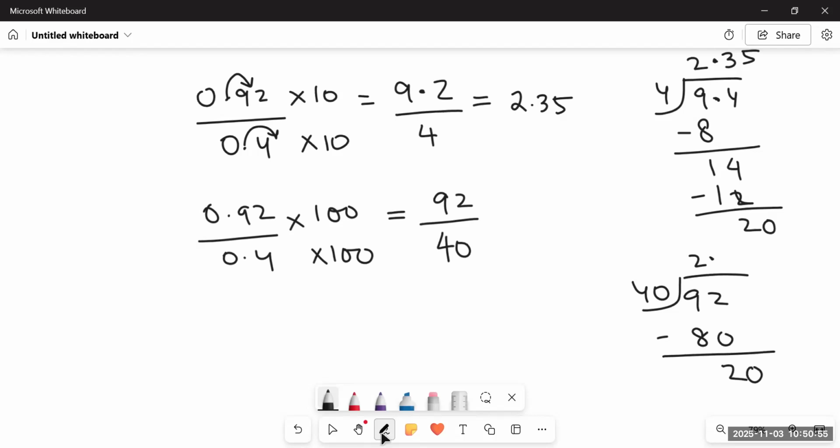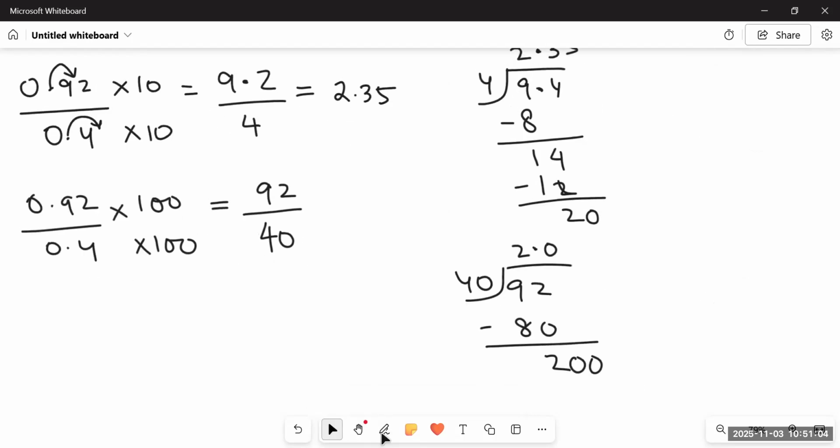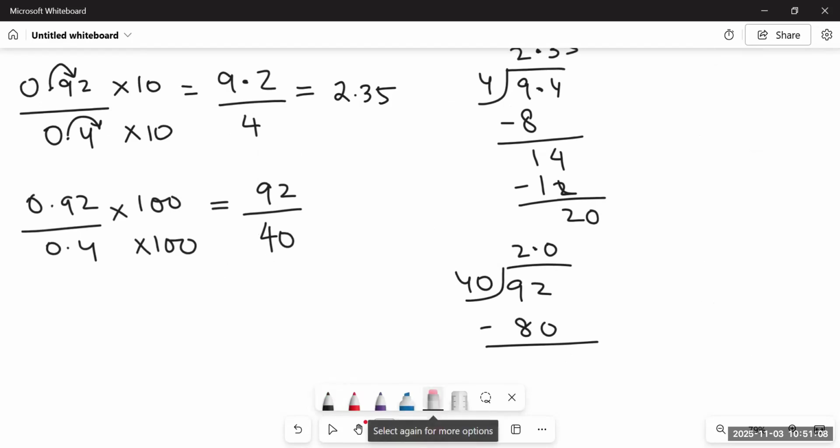It becomes 20. We cannot divide 20 by 40, so we have to put a 0 over here. And then here comes one more 0. And we know that 40 multiplied by 5. Oh, wait. It's not 2, it's 12. So now after putting the decimal, we'll have a 0 over here. And then we know that 40 times 3.